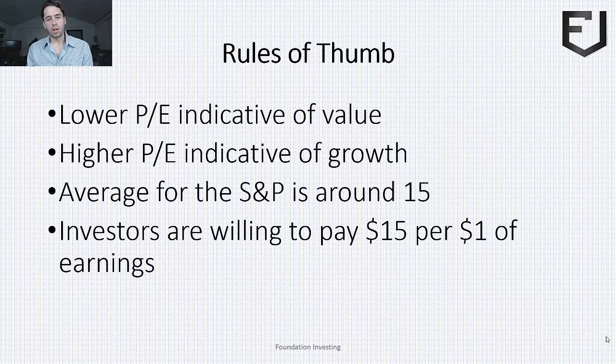Now, a couple of rules of thumb of what PE represents. Lower PE is indicative of value stocks. It's because investors have to pay less money to get $1 of earnings. And higher PE is indicative of growth stocks because investors are paying so much for $1 of earnings that they have to be compensated somehow, and that's usually through future growth. Average for the S&P is around 15, and that means that investors are willing to pay $15 per $1 of earnings.